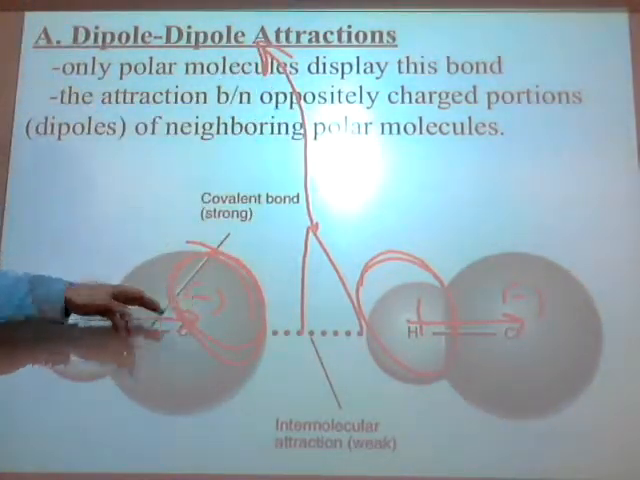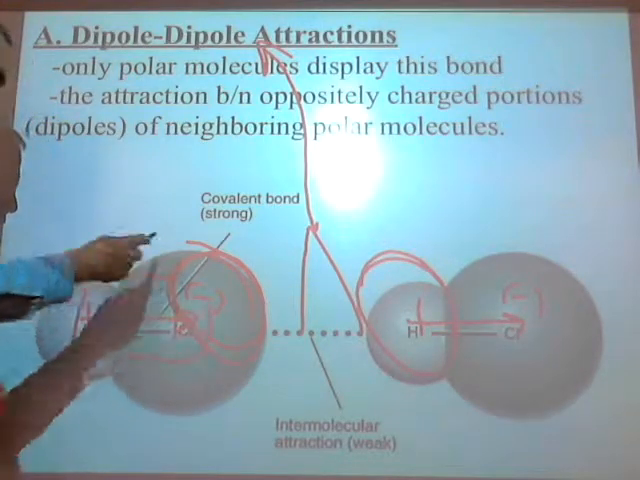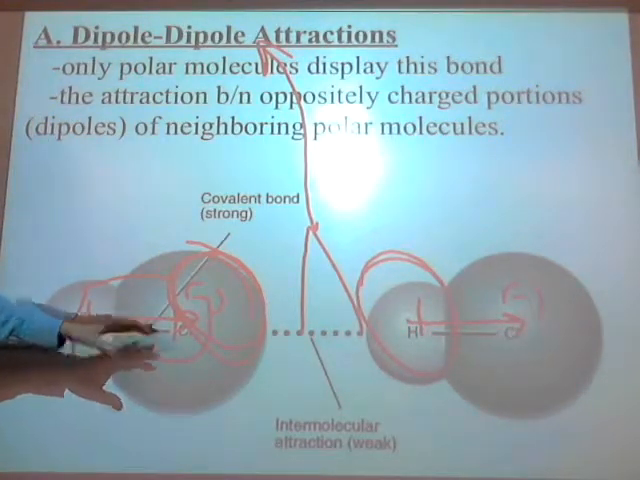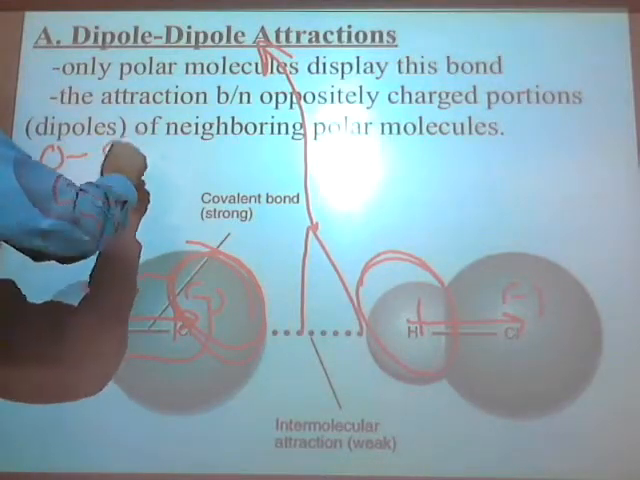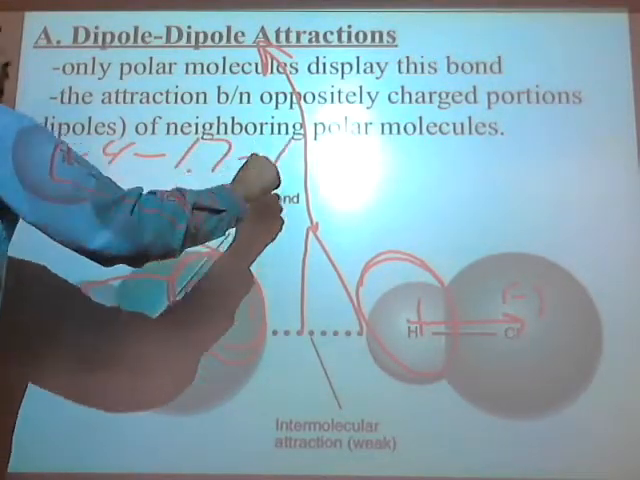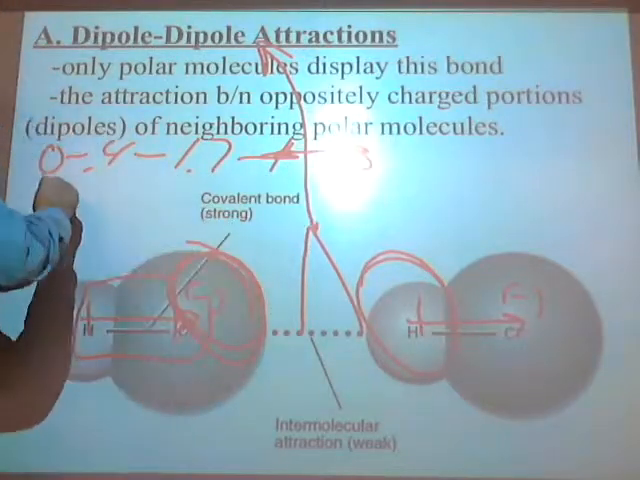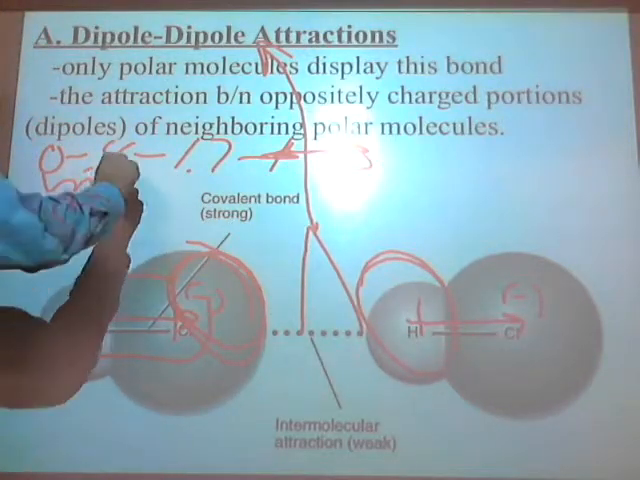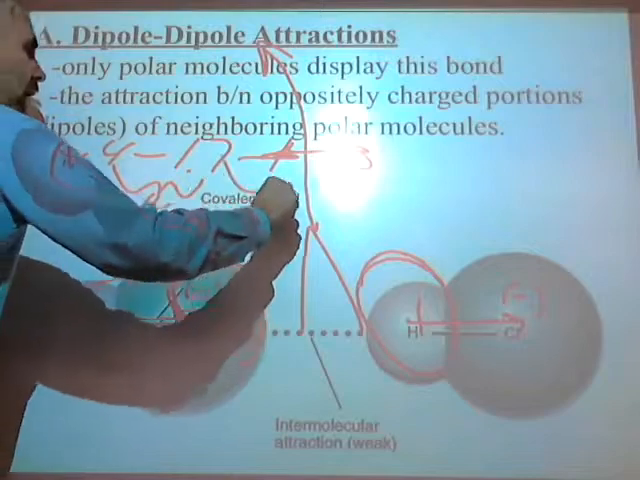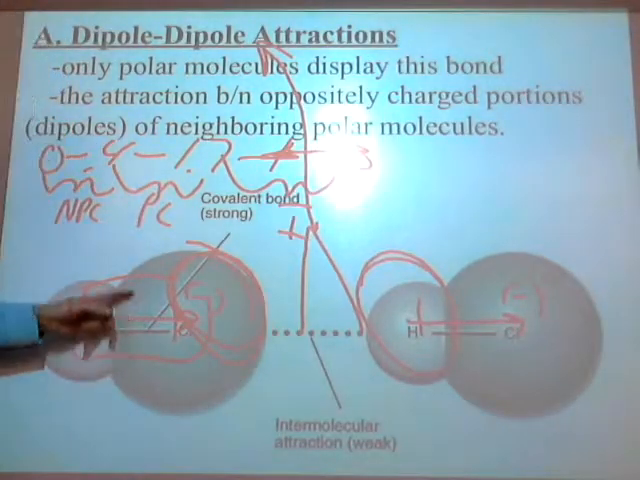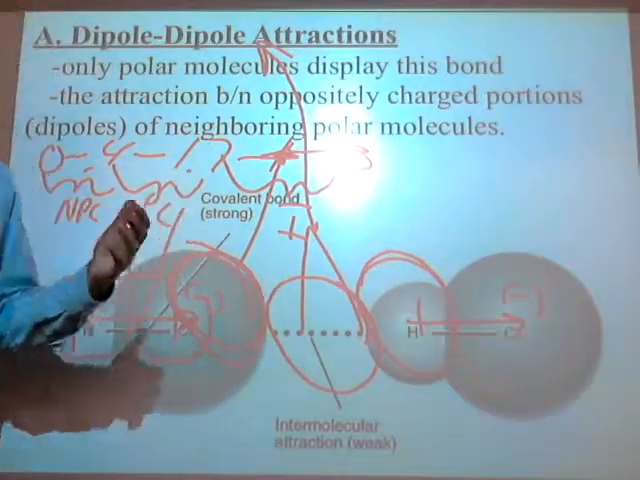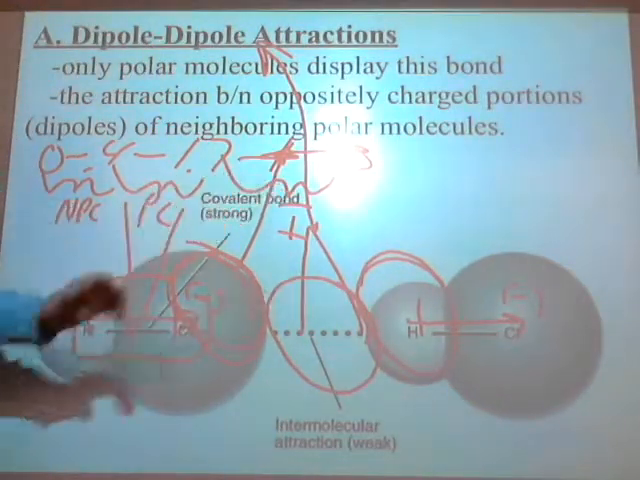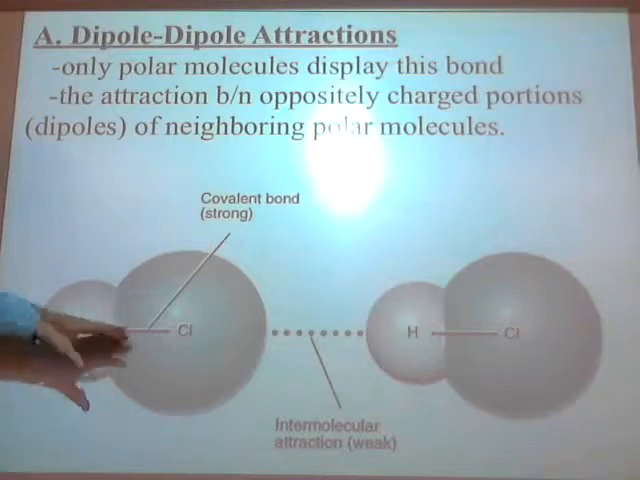The covalent bond is the bond that holds the H to the Cl. That's a covalent bond, and we know how to get those. We just look up the differences, right? 0 to 0.4, 0.4 to 1.7, 1.7 or above. This guy's non-polar covalent, polar covalent, and ionic, right? So this is one of those three. But this is going to be the intermolecular force between molecules, not within a molecule like these.